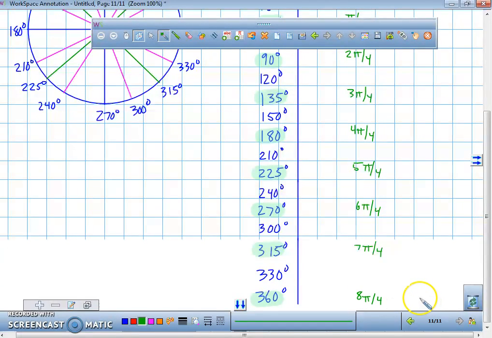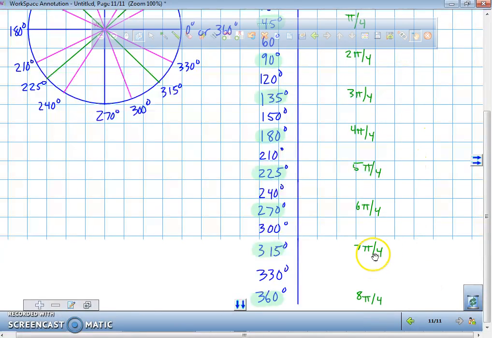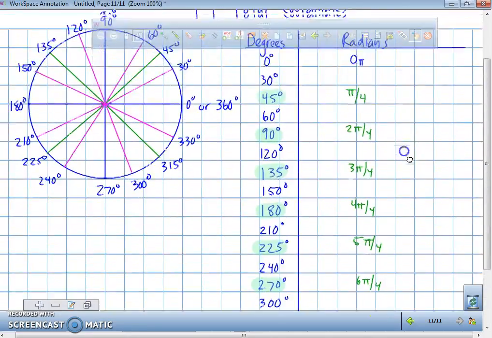Now, some of these fractions reduce, right? Not all of them. Does 7 pi over 4 reduce? No. Does 8 pi over 4 reduce? Yes, to 2 pi. So we will reduce these at the very end.